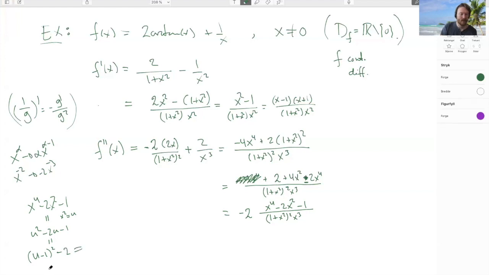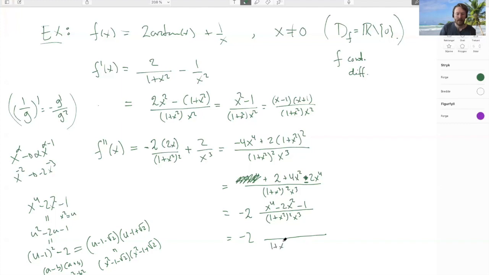And then I can use the conjugate rule. So a minus b times a plus b is equal to a squared minus b squared, with this being a and the square root of 2 being b. So this gives me now u minus 1 minus square root of 2 times u minus 1 plus square root of 2. And I can then plug in x squared again. So I'm getting here x squared minus 1 minus square root of 2, and x squared minus 1 plus square root of 2. So keep in mind, I want to have this in factorized form because I want to know how the sign acts.